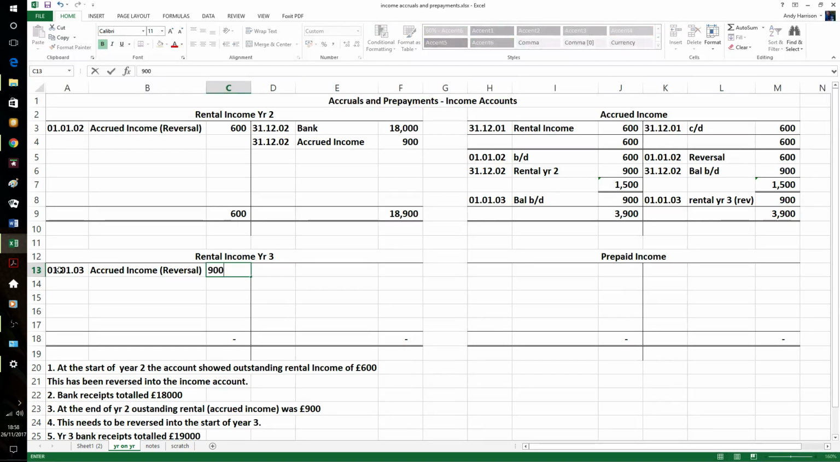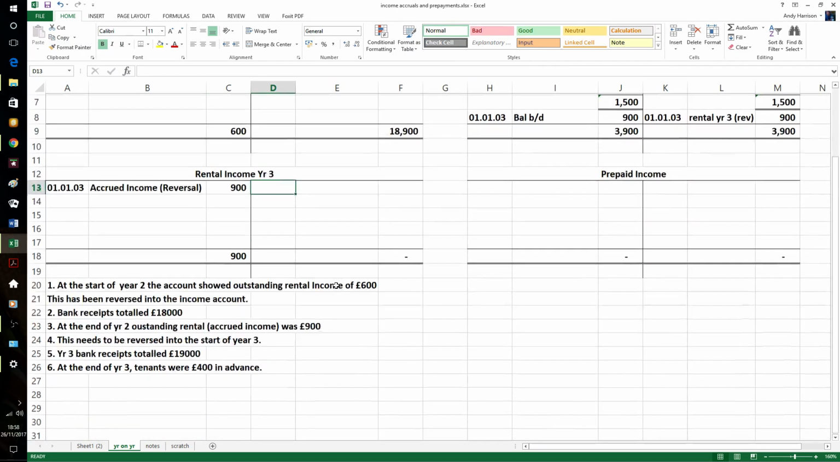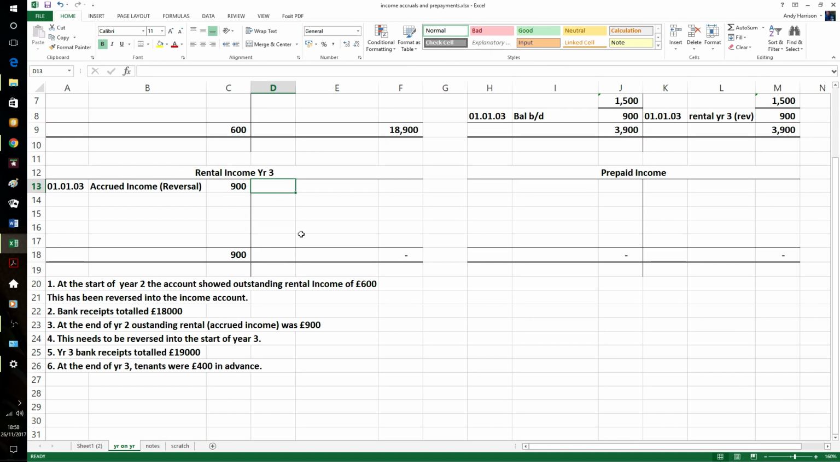There's a 900 coming into year 3's income, so that when the money starts coming in, we'll just do this one. So at the end of the year, we've had £19,000. £900 of it was last year's money, and then £400 in advance. So actually of that £19,000, 400 is actually next year's. So we would have worked this one out.